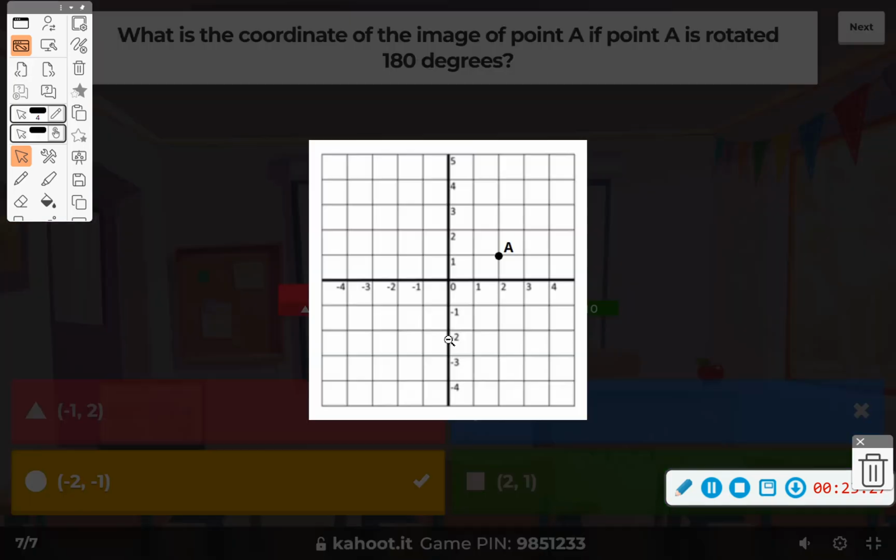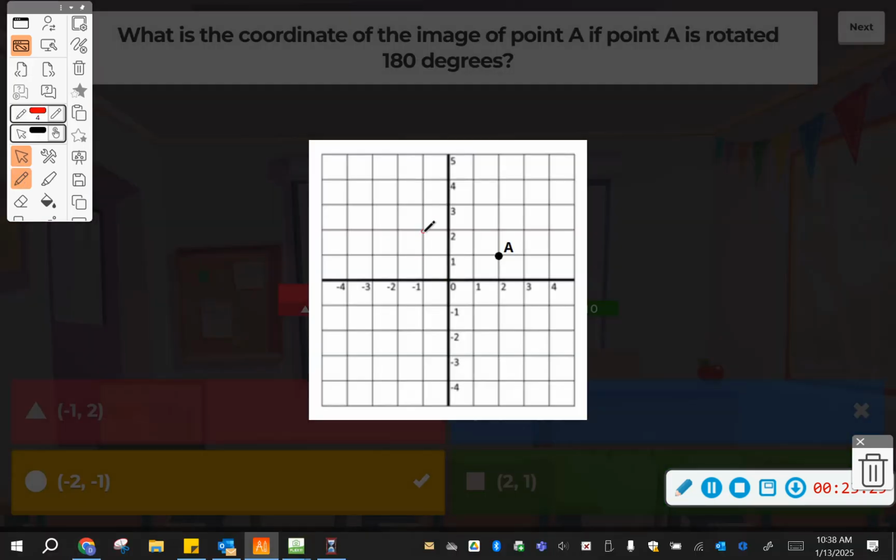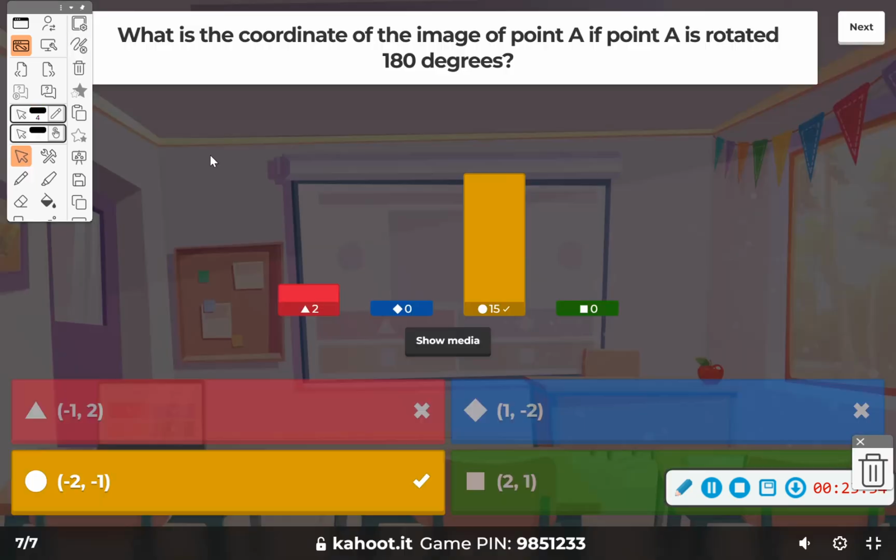Alrighty. Again, for those of you that chose red, that point right there is only 1 turn. That's 90 degrees. We wanted 2 turns.